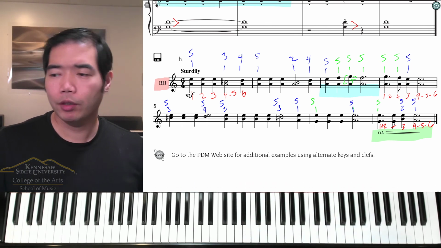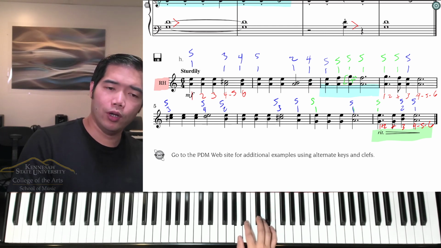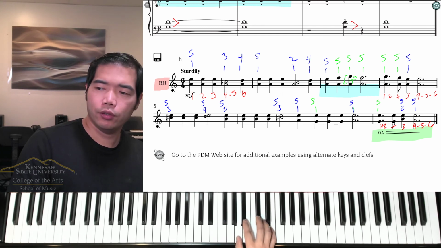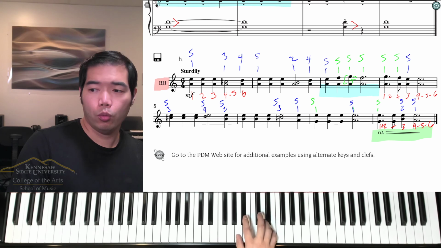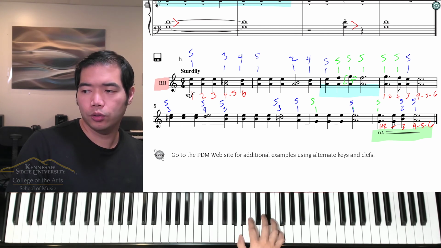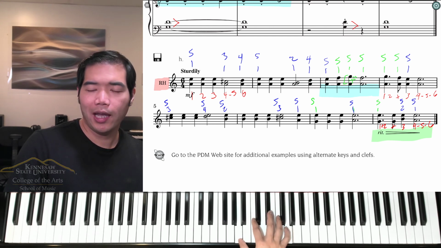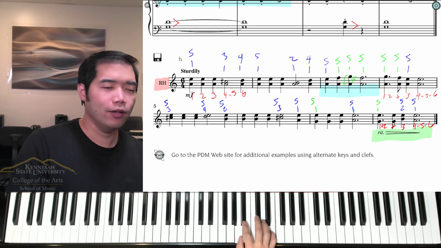Okay, so I'm going to play this entire example for you. Here we go. And 1, 2, 3, 4, 5, 6. 1, 2, 3, 4, 5, 6. Subdivide. 1 and 2 and 3 and 4, 5.